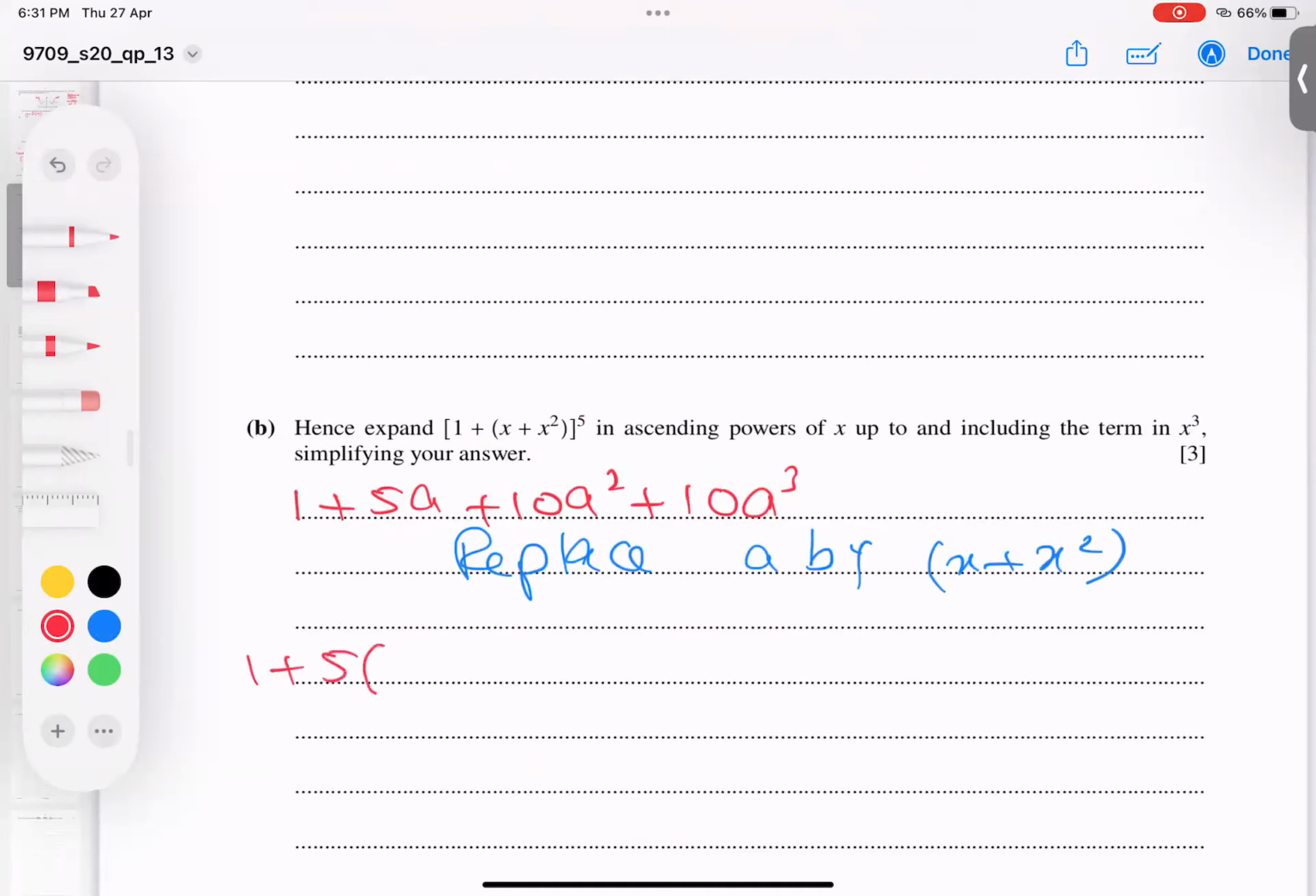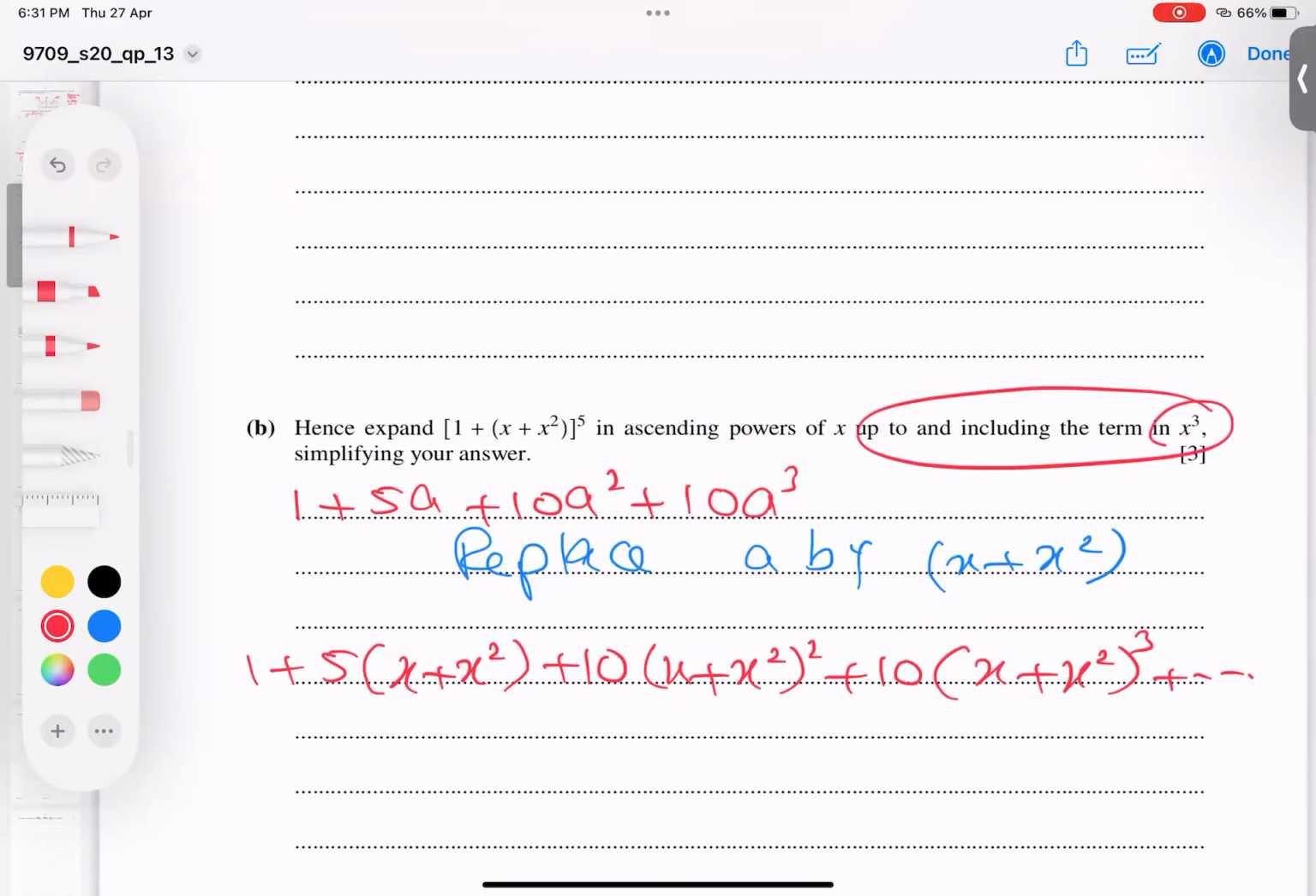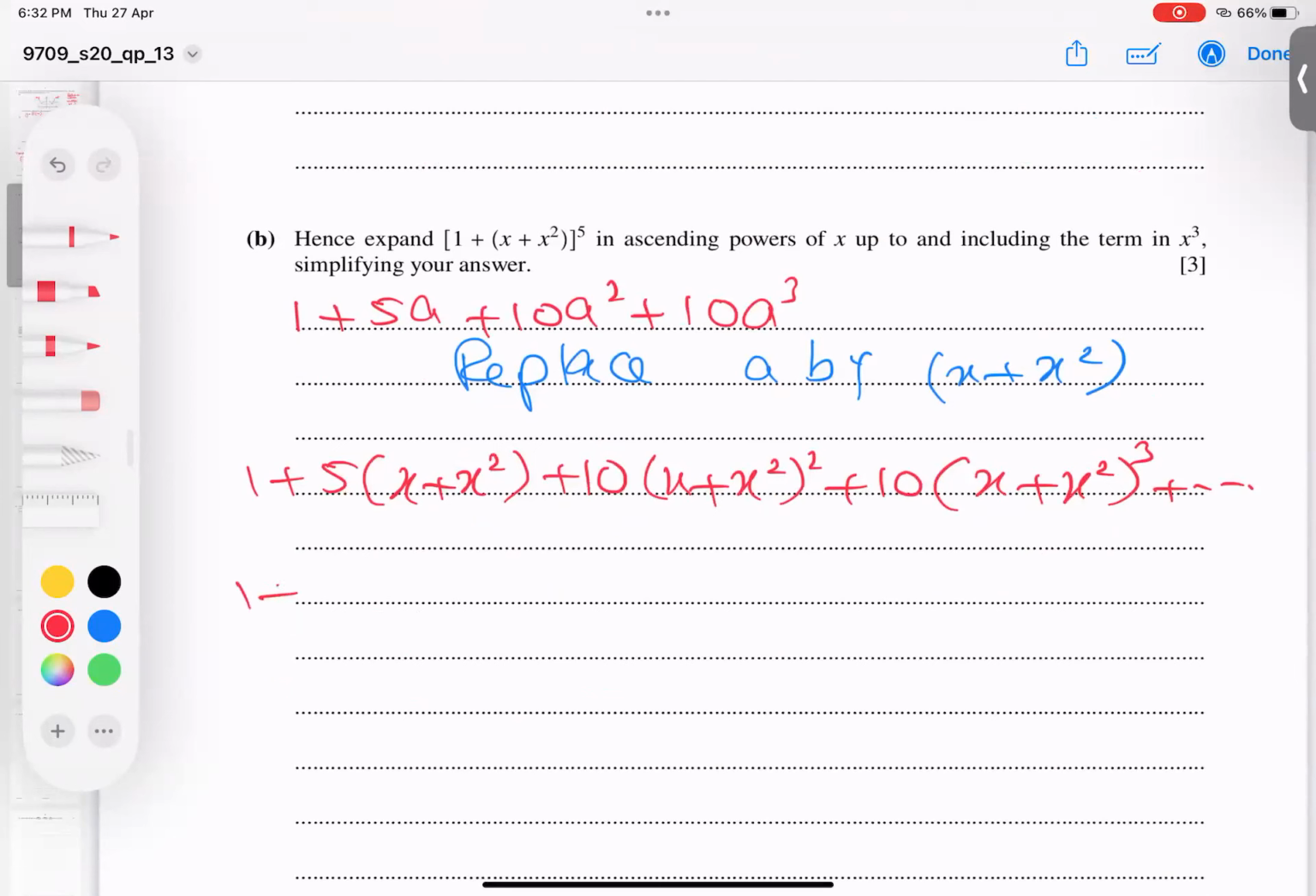1 plus 5 times x plus x to power 2, 10 times x plus x to power 2 squared, and x plus x to power 2 cubed here as well, and so on, so forth. And what is my target to find? Including x cube is my target, only x cube. So this is 1 plus 5 times multiplying inside, 5x, 5 times x squared.